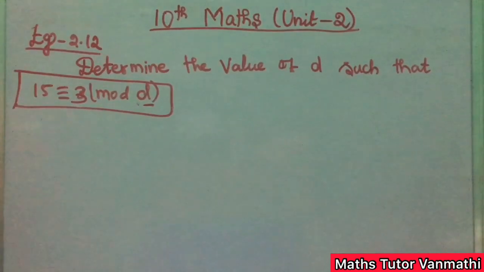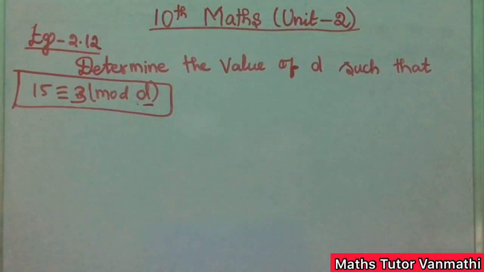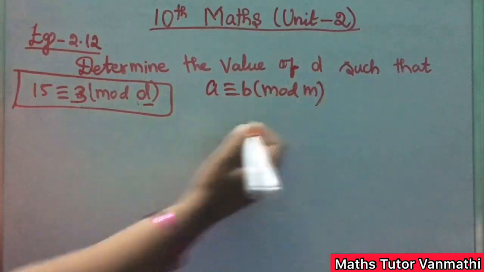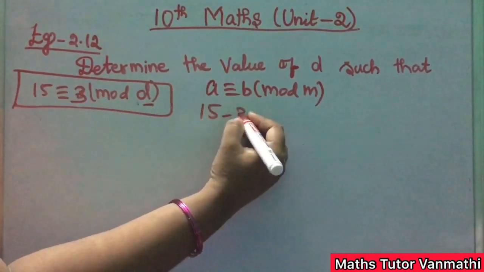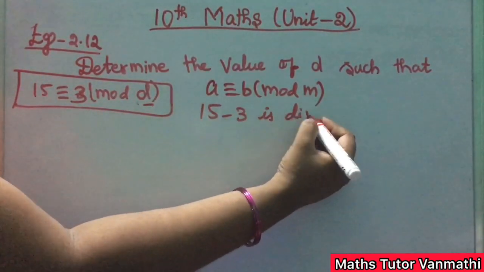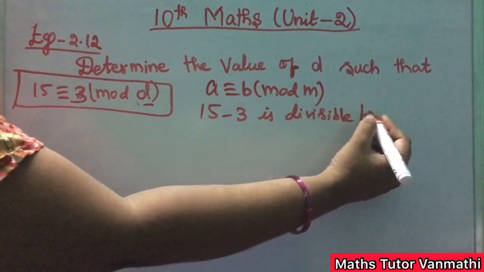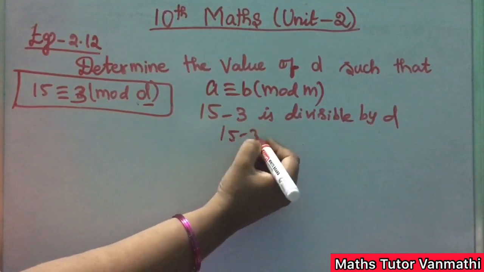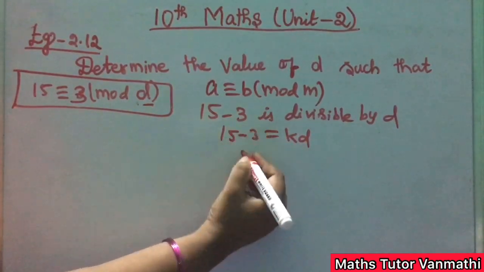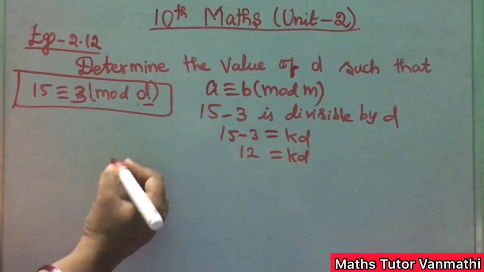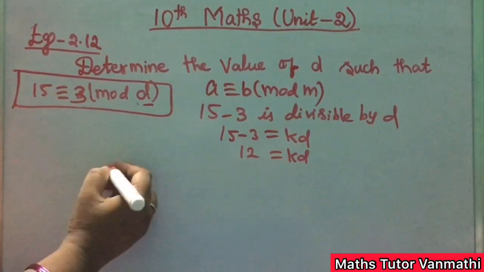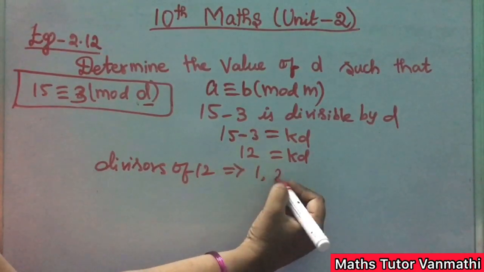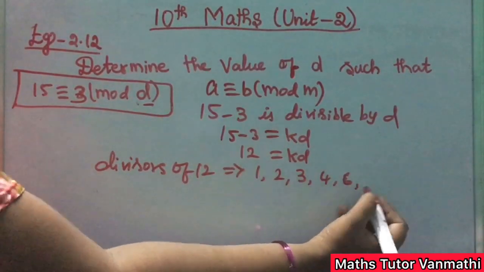Determine the value of D such that 15 is congruent to 3 mod D. This resembles a is congruent to b mod m. And this can be written as 15 minus 3 is divisible by D. Further this can be written as 15 minus 3 is equal to KD. 15 minus 3 is nothing but your 12. Now we are going to find the divisors of 12. Divisors of 12 are 1, 2, 3, 4, 6 and 12.